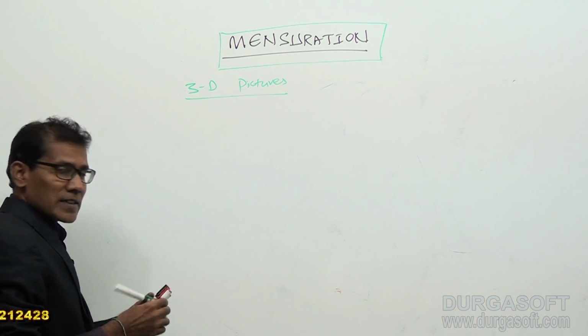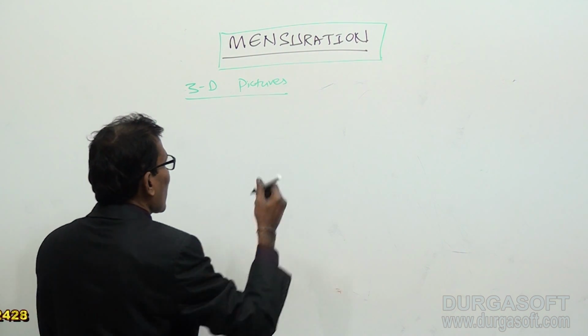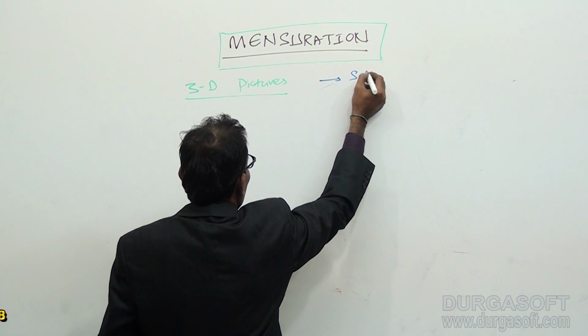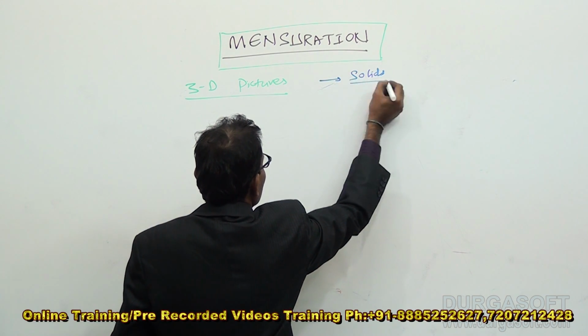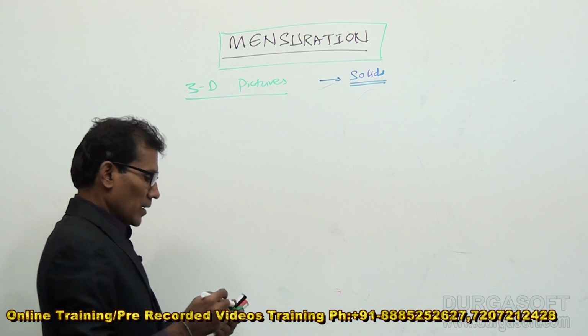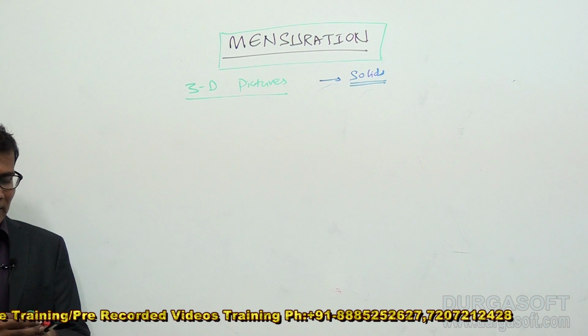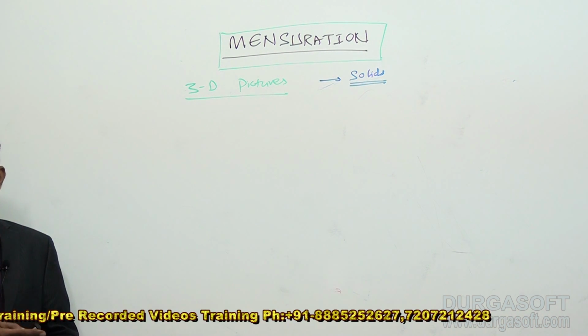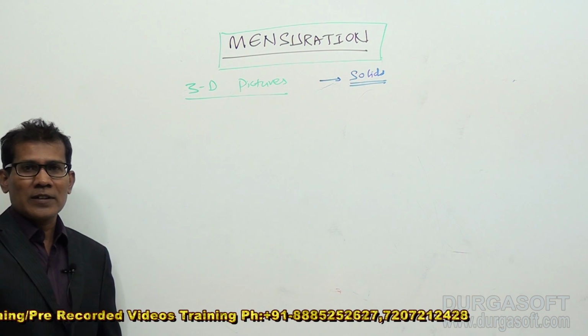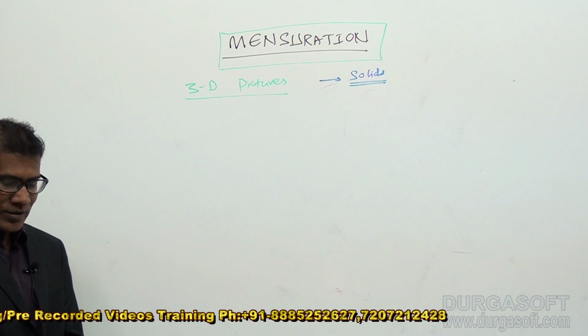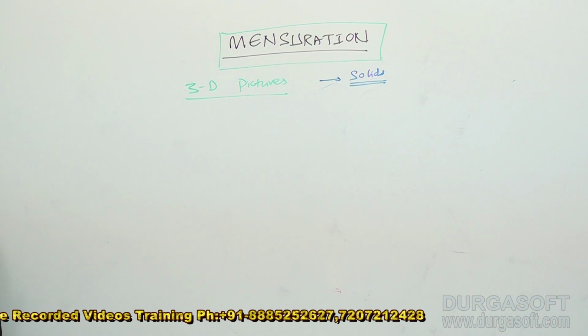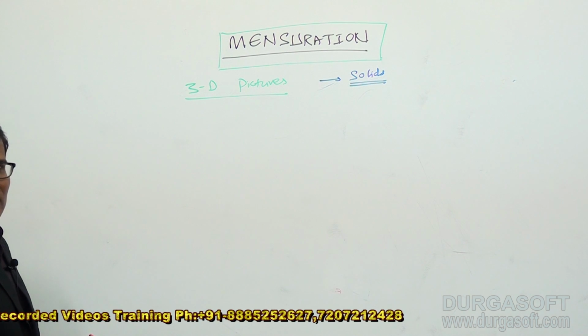3D is nothing but a solid. We can call them solids. Then what are solids? In our daily life, we come across many different types of solids, like cube, cuboid, cylinder, cone. These are all called 3D figures or solids. Let us start with the cube.